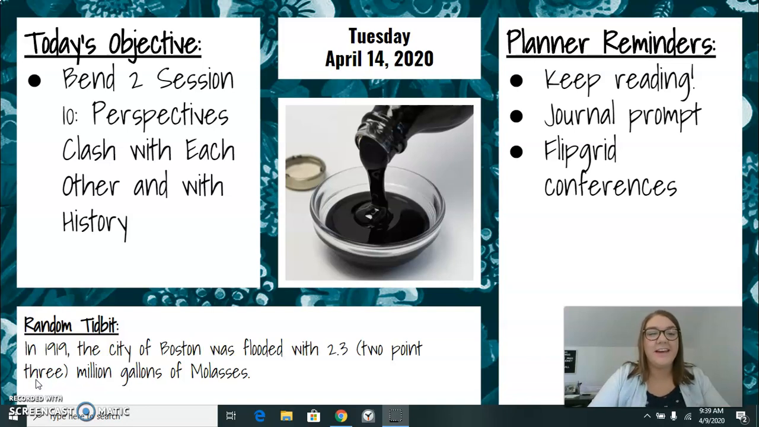Today we're going to be talking about the perspectives of characters in our story and how they clash sometimes with one another's perspectives and with history.